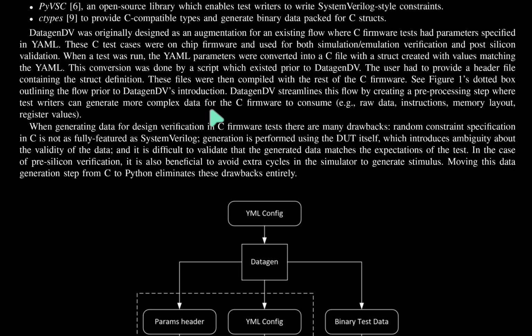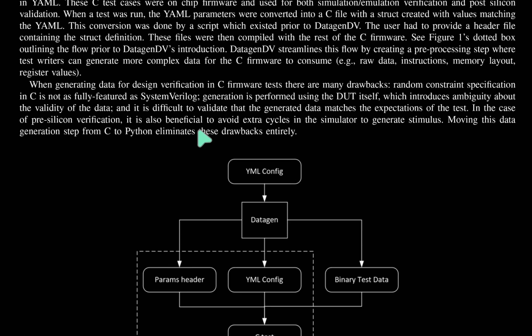When generating data for design verification in C firmware tests, there are many drawbacks. Random constraint specification in C is not as fully featured as SystemVerilog. Generation is performed using the DUT itself, which introduces ambiguity about the validity of the data, and it's difficult to validate that the generated data matches the expectation of the test. In the case of pre-silicon verification, it's also beneficial to avoid extra cycles in the simulator to generate a stimulus.